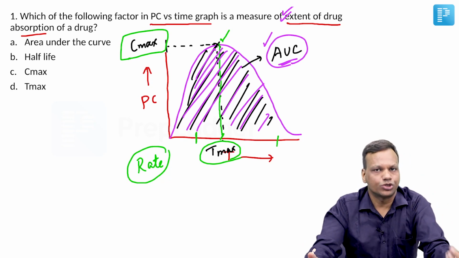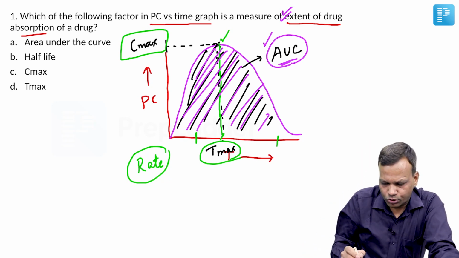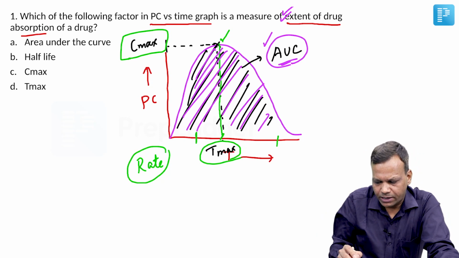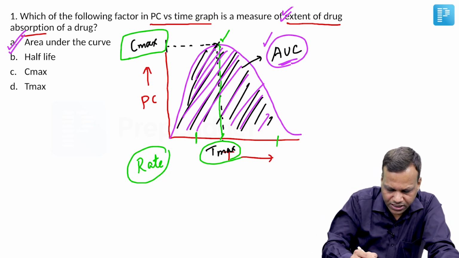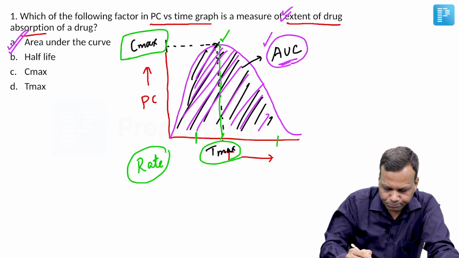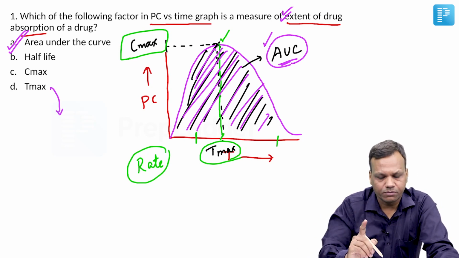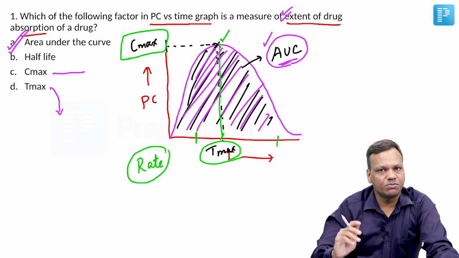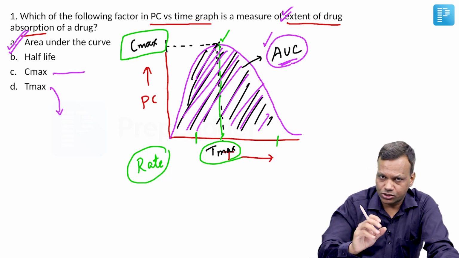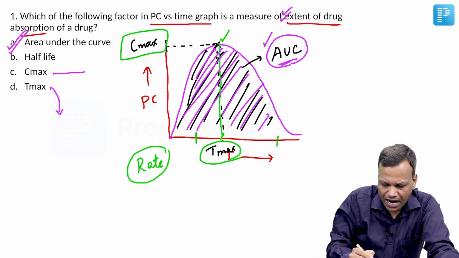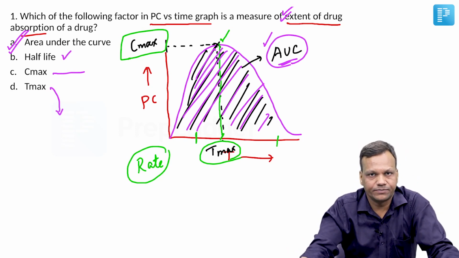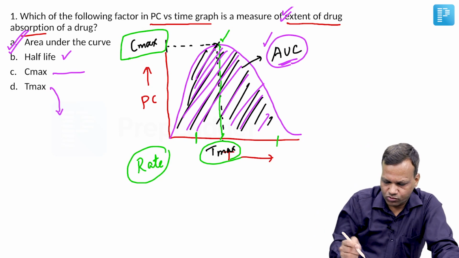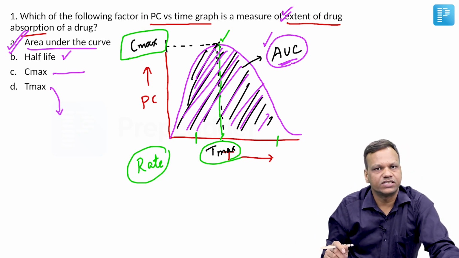So area under the curve helps us in calculating the bioavailability when we compare it with the area under the curve by intravenous route. Coming back to the question, in plasma concentration versus time graph, which factor tells the extent of drug absorption? Answer is area under the curve. Remember, Tmax tells the rate of drug absorption, Cmax tells the maximum concentration, that means how much dose will produce how much concentration, and half-life, obviously we know, is the time in which the drug will become half in the blood. So that is the first question, an easy one, area under the curve is the answer.